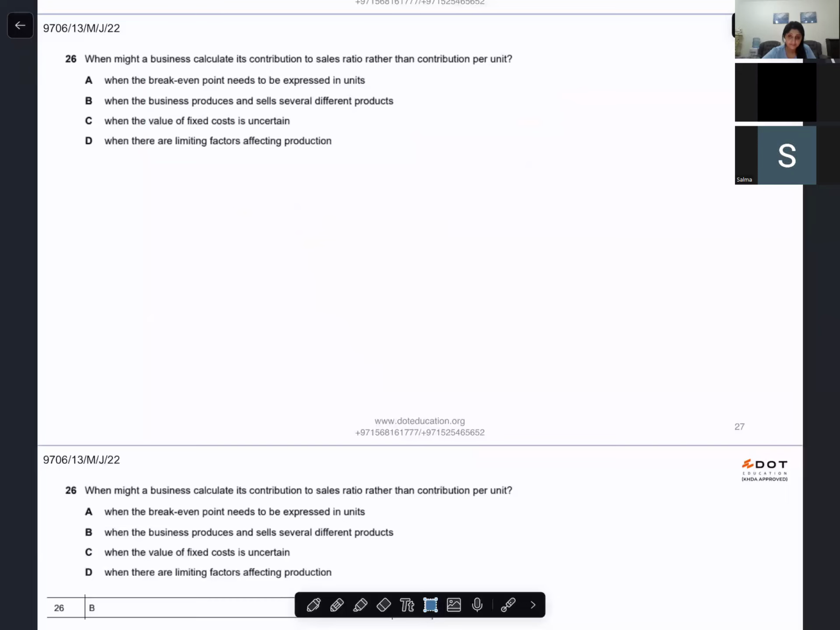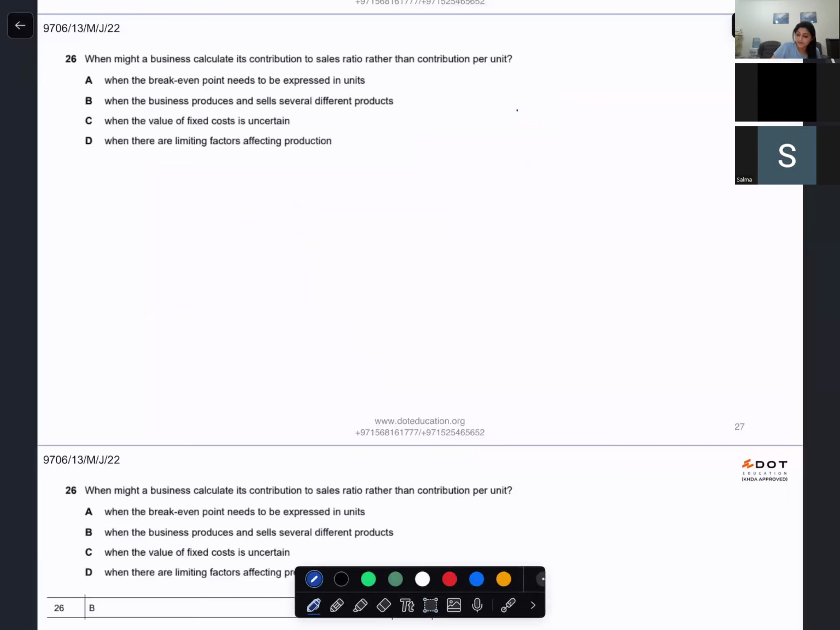Read. When might a business calculate its contribution to sales ratio rather than contribution per unit? So what is the difference between a contribution to sales ratio and contribution per unit? Contribution per unit is selling price minus variable cost, and contribution to sales ratio is the CS ratio, which is contribution divided by sales into 100. So when will you calculate your contribution to sales ratio rather than contribution per unit?